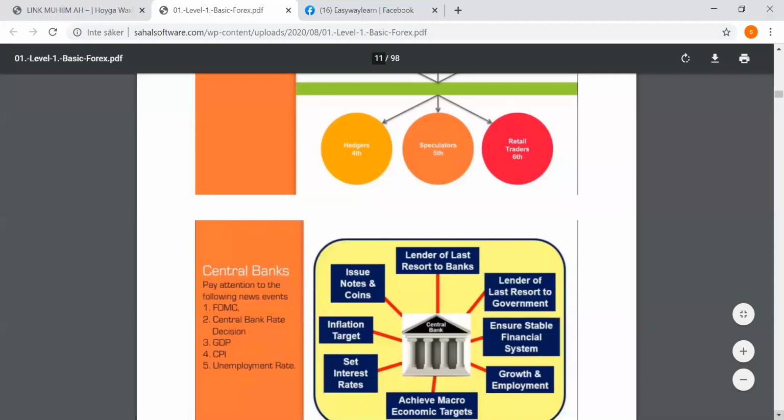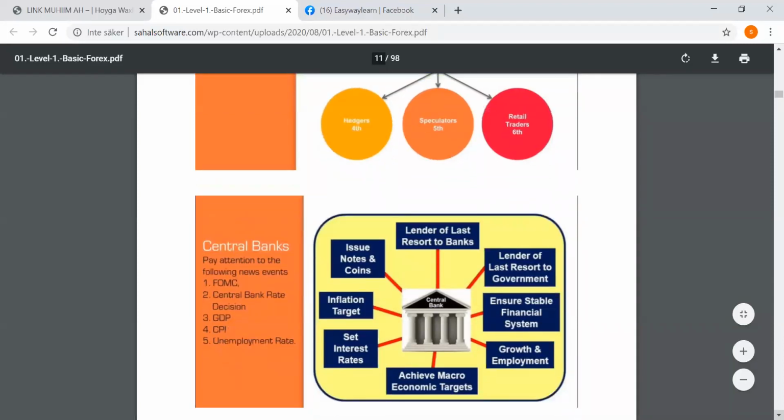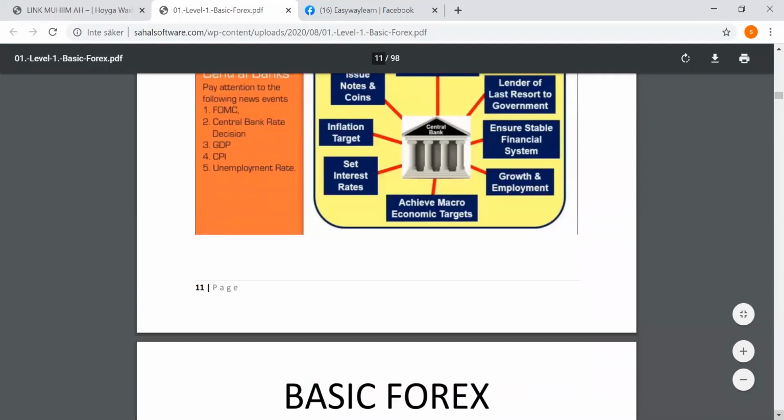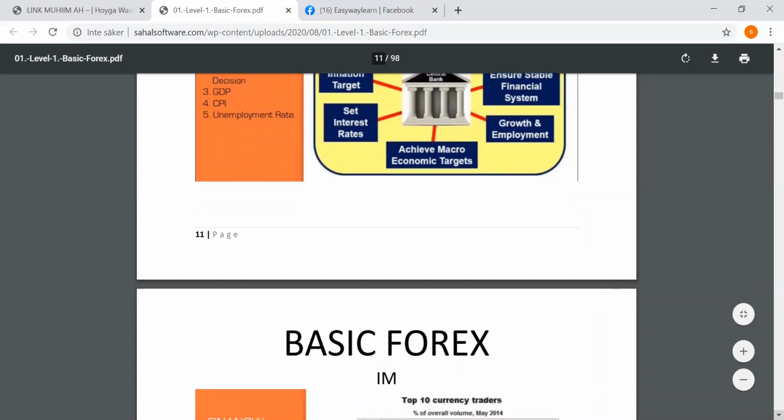Everybody knows that the central bank is the one that controls the money. They ensure that the financial system is stable, they look at the growth of employment, and if you want to lend money from the bank, they control the inflation. This is what all the central banks do. So the central bank is a very, very big player in this market.